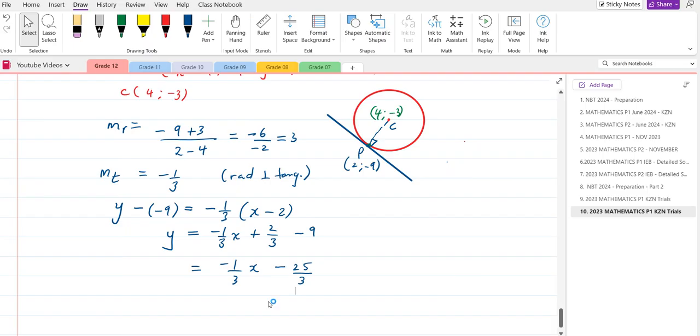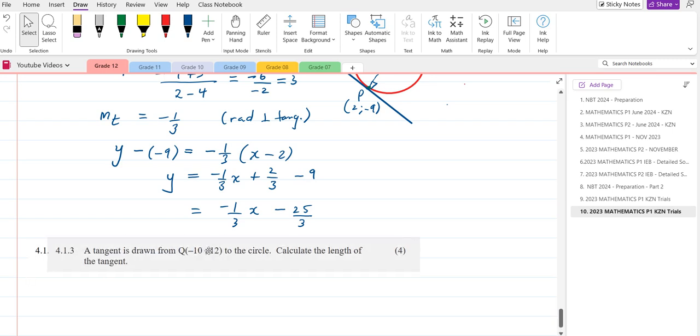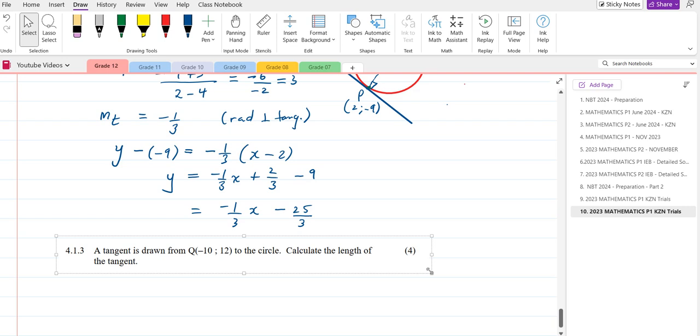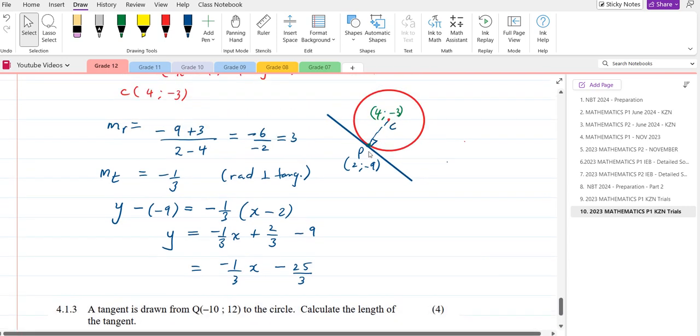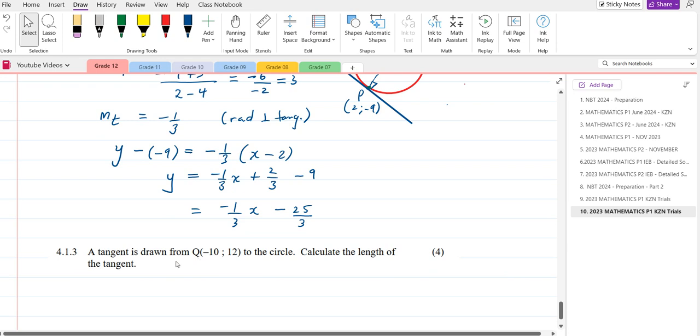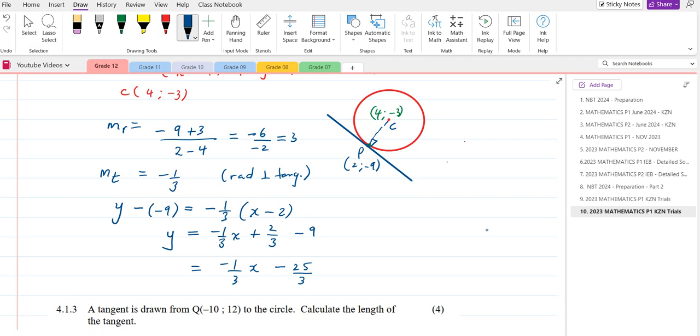Right, so it was important to draw the circle so you can make sense of the problem. You don't have to put it on the Cartesian plane, you don't have to put it on the x and y axis. Just try to visualize. You know the point 2 is to the left of point 4 and 9 is further down. Anyways, now we have a tangent drawn from Q, which is negative 10 and 12. Right, so negative 10 and 12 is going to be further away down here.